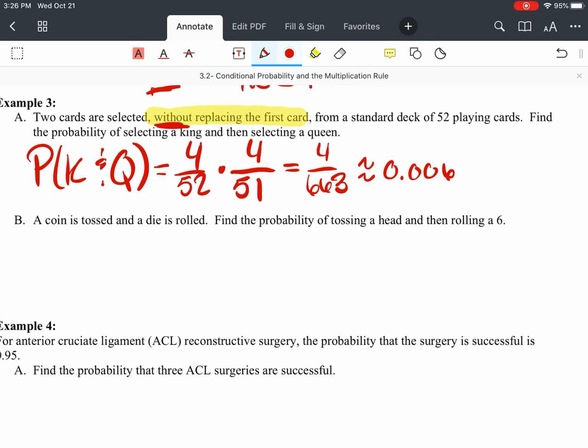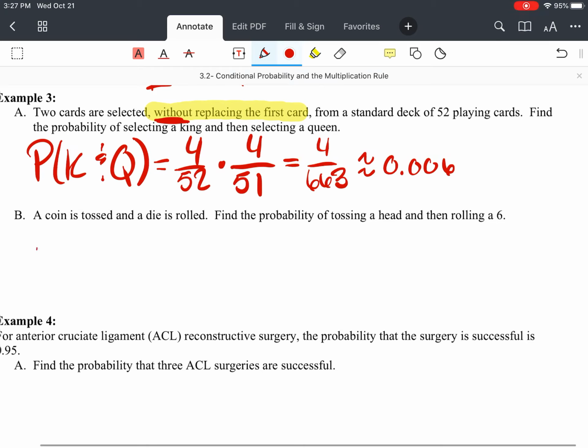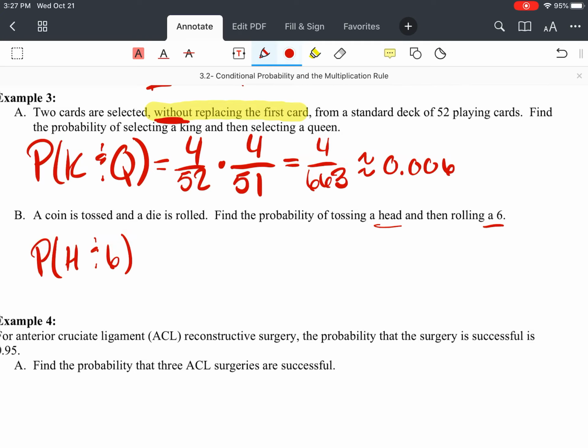It says a coin is tossed and a die is rolled. Now, are these independent or are they dependent? Well, tossing a coin does not affect the probability of something happening on the die. So tossing a coin and rolling a die, those are independent events. So if I were to look at this, we're looking at the probability of tossing a heads and rolling a 6. Okay, so these are completely independent. They don't affect the outcome of the other.